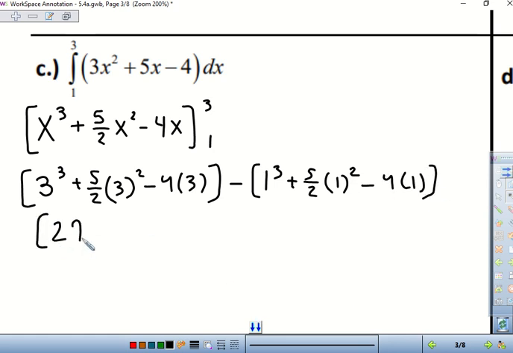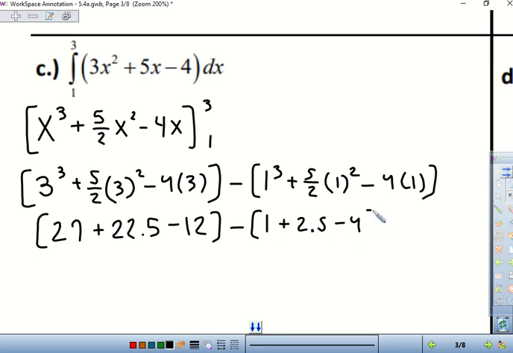This gives me 27 plus 22.5, because 9 times 5 is 45, and half of 45 is 22.5, minus 12. This is 1 plus 2.5 minus 4, which gives me negative... 38, I think, I got it, for the whole thing.